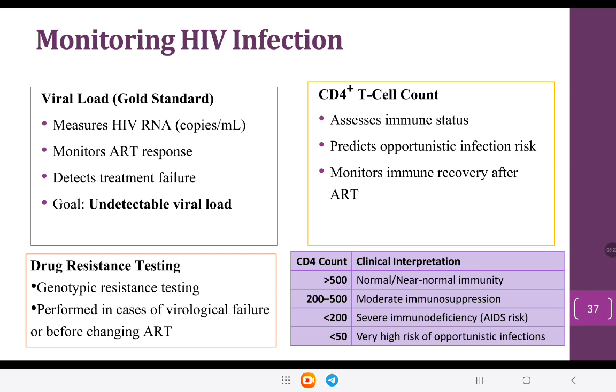It is also used to monitor immune recovery after ART. It is used also to assess the immune status of the patient after starting ART. The normal CD4 count is usually above 500 cells per microliter. Counts between 200 and 500 indicate moderate immunosuppression, and a CD4 count below 200 is one of the criteria for AIDS and indicates a high risk of serious infection.